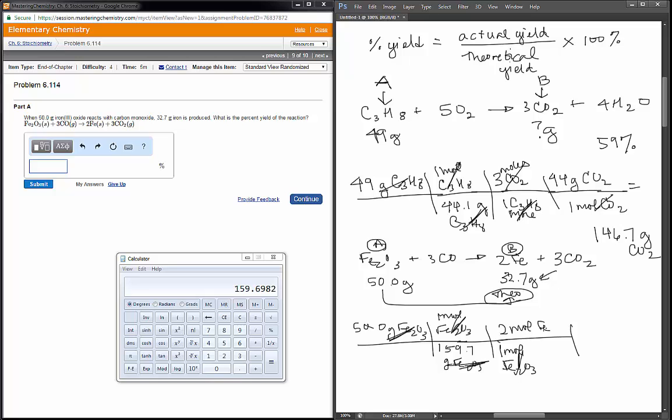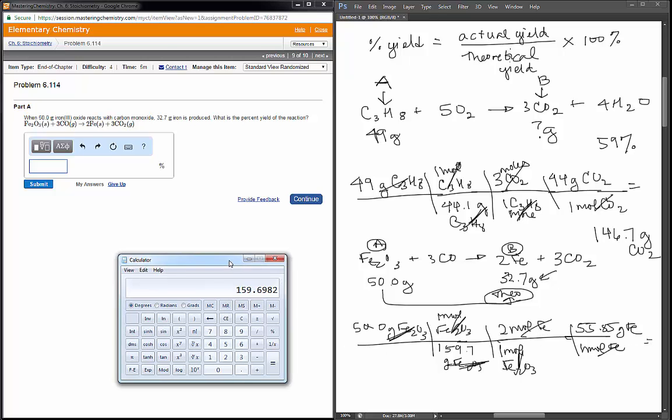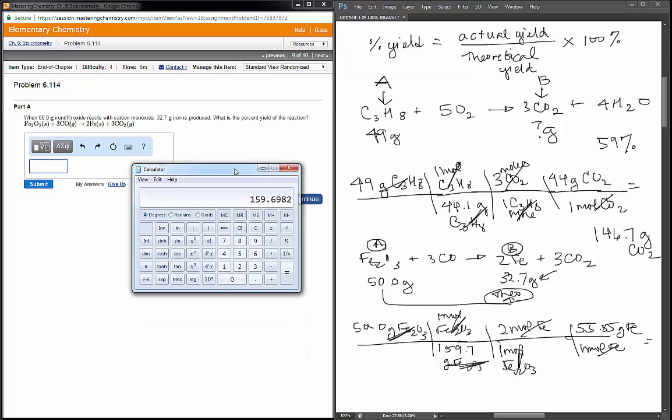And the last step, if I'm at moles of B and I want to get to grams of B, I need to use the molar mass of B. It's just Fe. So we find that 1 mole Fe on the periodic table is 55.85 grams of Fe. So that gets me to grams of the product. Now you might say, why am I doing this? They already told me the grams of Fe that I got. No, they told me how much I actually got. What we are doing is calculating how much I theoretically could have gotten or should have gotten based on starting with 50 grams of Fe2O3.